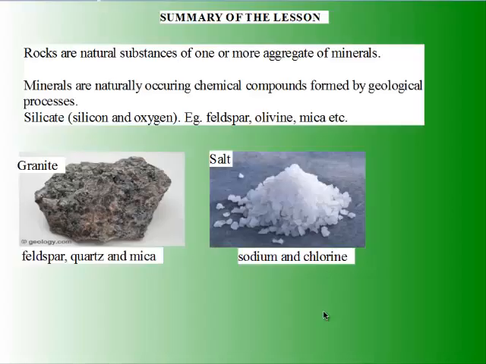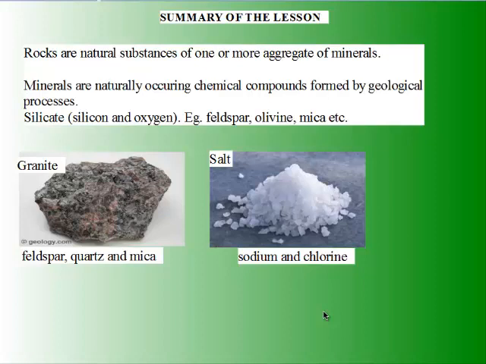Let's summarize today's lesson. Today we looked at a new topic, that is rocks and minerals. And we said rocks are natural substances of one or more aggregate of minerals. We also talked about minerals, where we said minerals are naturally occurring chemical compounds formed by geological processes. And we said the dominant mineral normally found in rocks is the silicate mineral. And the silicate is a combination of silicon and oxygen.